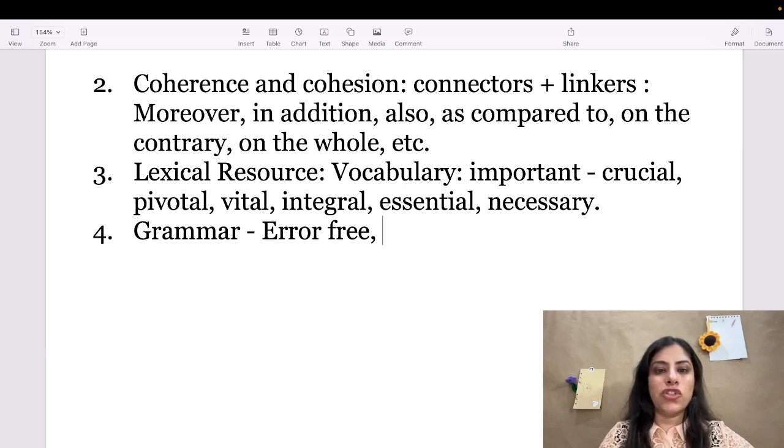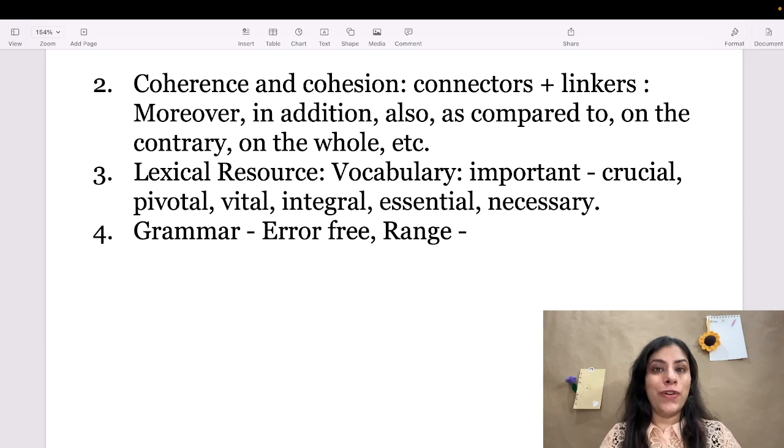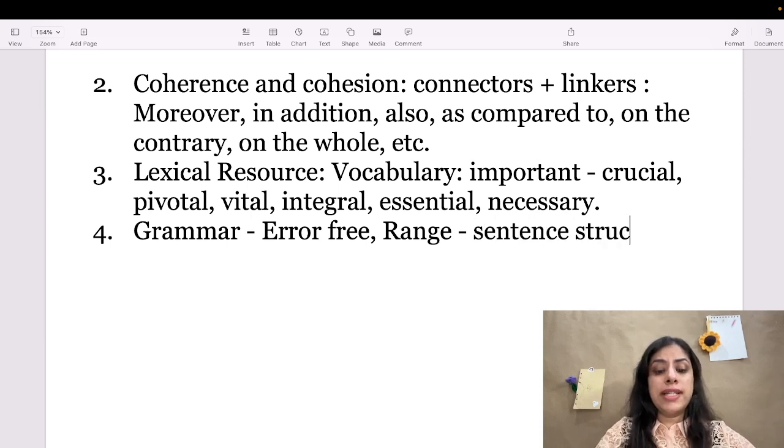because having a grammatical error is not acceptable in the writing section. And when it comes to the range of grammar, range basically means how good a hold you have on your grammatical skills. So use different tenses. If you're writing in present tense, let's say you're writing an essay, do not just stick to simple present tense. Use the present perfect, use present continuous, use present perfect continuous to portray the range of grammar. You can even use different sentence structures.